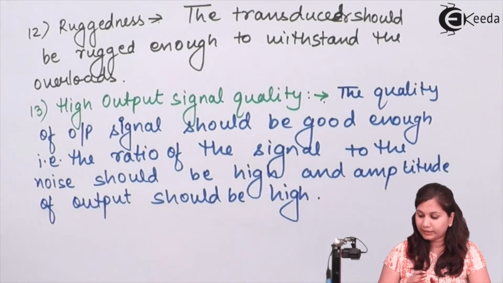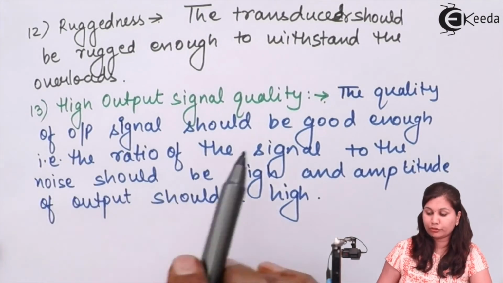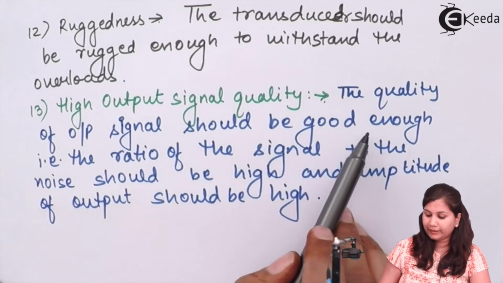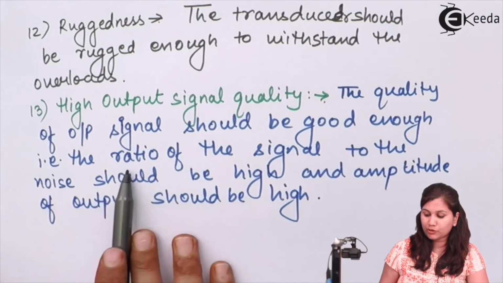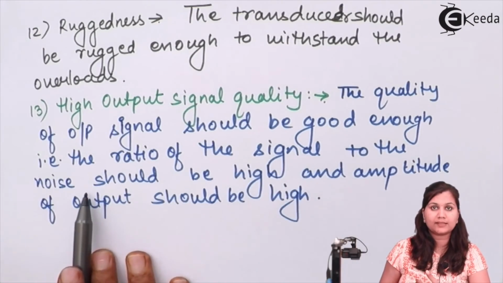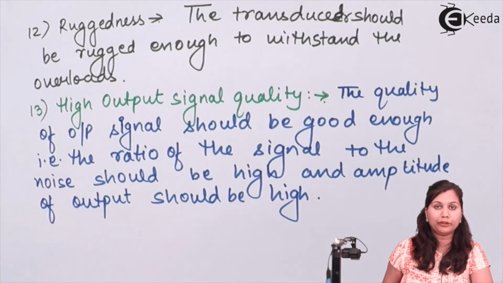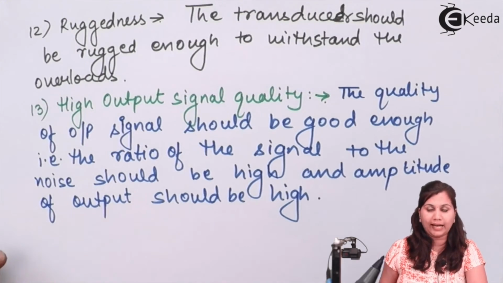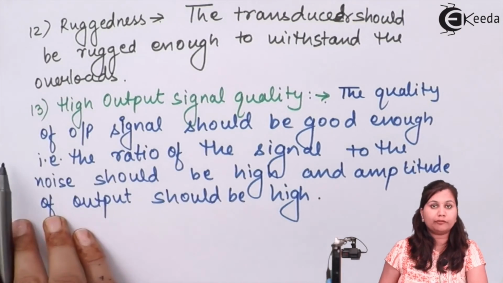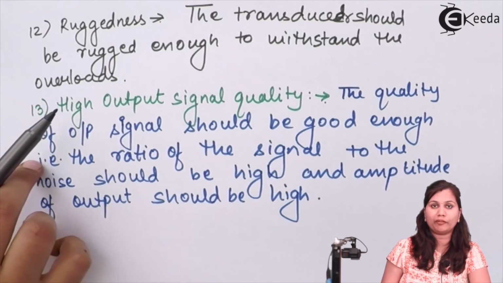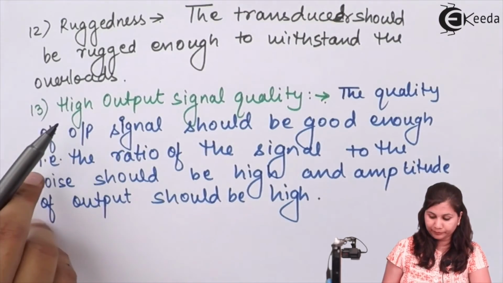So it is required that the output signal have good quality, and this is possible only when the signal-to-noise ratio is very high, and also the amplitude of the output signal is high. Then the output signal from the transducer will be of very high quality.